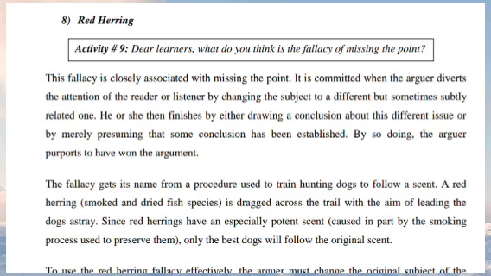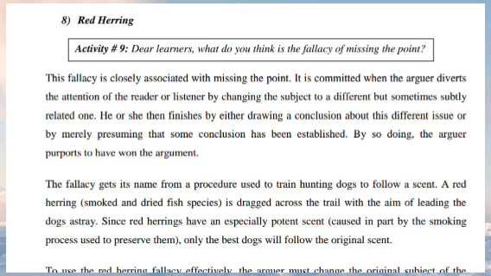Missing the point fallacy. The eighth type of fallacies of relevance is red herring, and this fallacy is closely associated with missing the point.